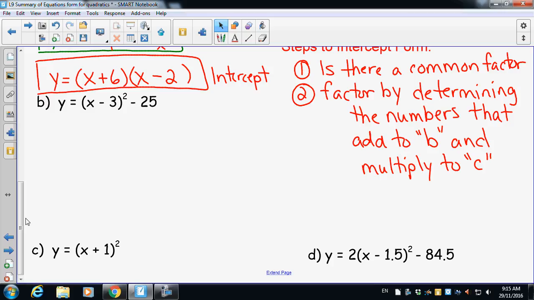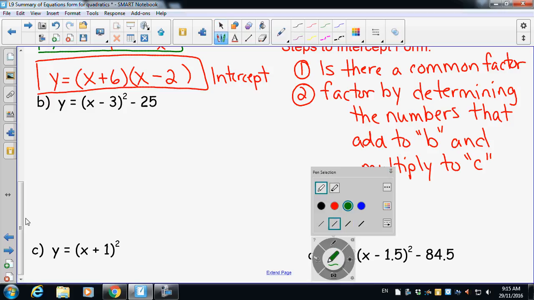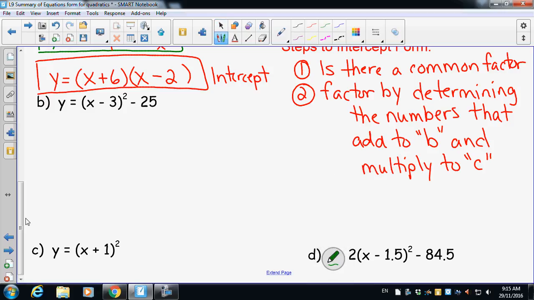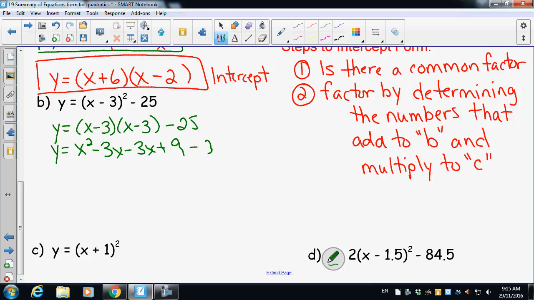So let's do this first one. So my vertex form, change from vertex form, I'm going to do the algebra. So I'm going to write out the brackets and I'm going to do my FOIL. And then I'm going to collect my like terms. And now I've got my standard form.